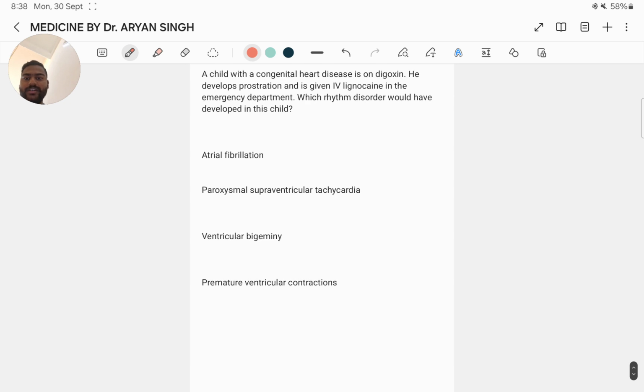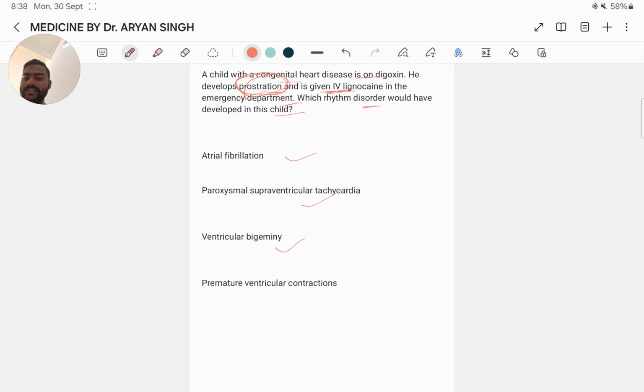Next question. A child with a congenital heart disease is on digoxin. He develops prostration and is given IV lignocaine. Here the main point is prostration. In the emergency department, which rhythm disorder would have developed in this child? Atrial fibrillation, paroxysmal supraventricular tachycardia, ventricular bigeminy, or premature ventricular contraction?